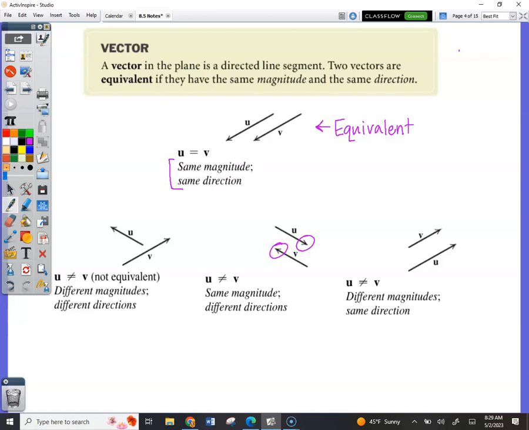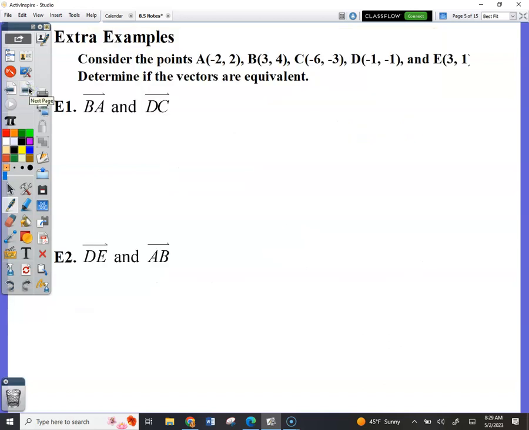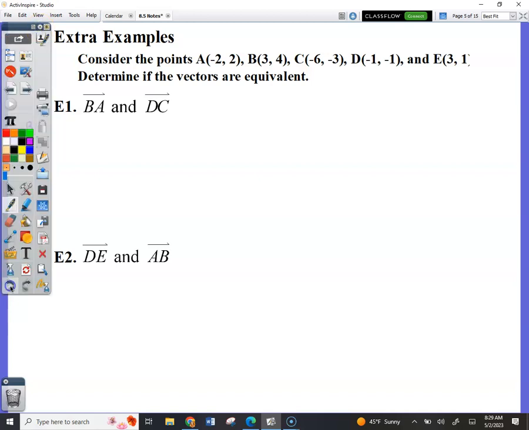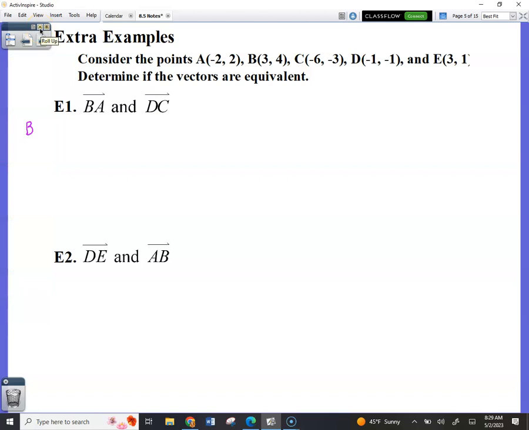So you were supposed to practice this with these two questions right here. They give you the coordinates. I personally came over here and listed them, so I wasn't reading it from the directions, and I wrote it in order as how they named the vector. This says BA, this says DC.